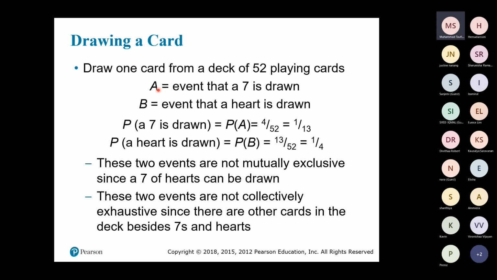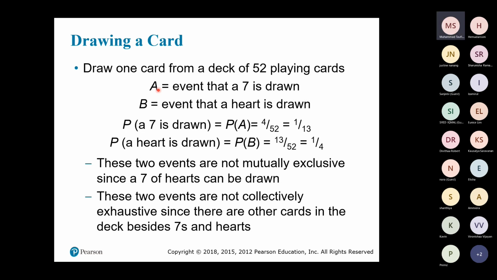Okay, so in a deck of cards you have 4 cards of 7, and the total number of cards is 52. So to calculate the probability of the event where you will pull a card that is number 7, you just divide the number of cards with the value of 7, which is 4. We have 4 cards, right?